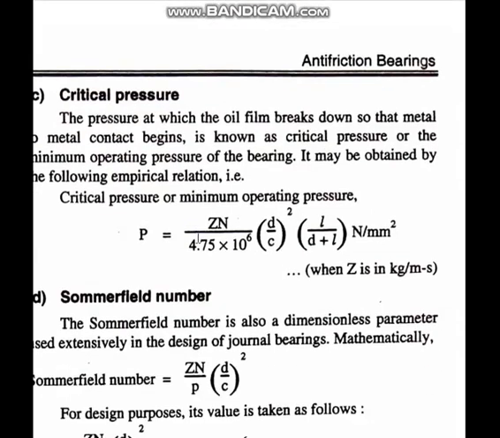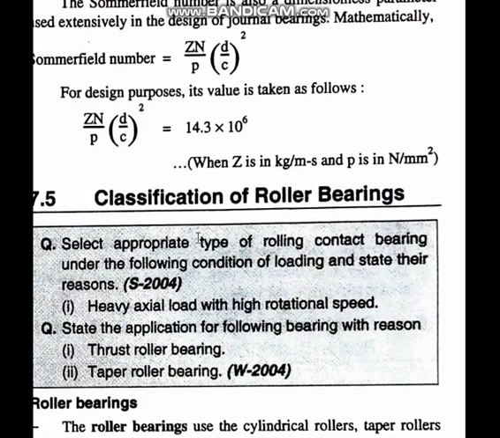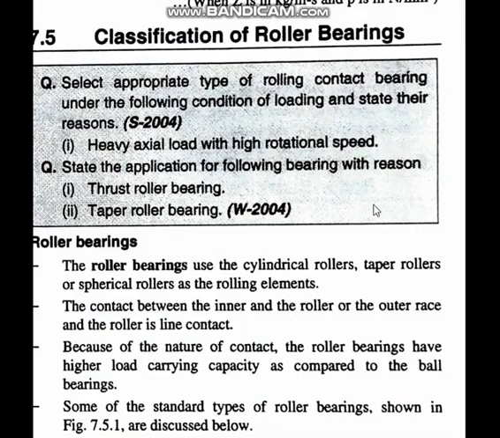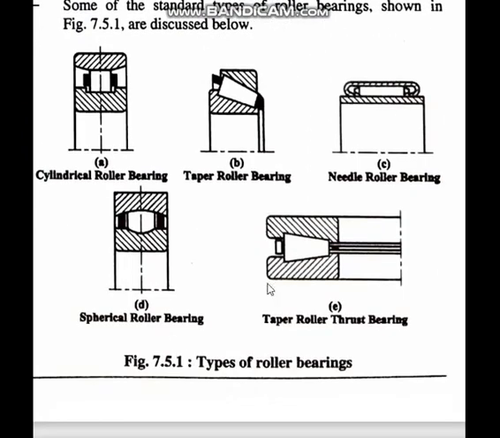Okay, now let us see about the roller bearings. The roller bearings use cylindrical rollers, taper rollers, spherical rollers as the rolling elements. As you see here, this is a cylindrical roller, this is a tapered roller, this is a needle bearing, just a small flat cylindrical thing. Then this is a spherical roller, and then tapered roller, thrust bearing.